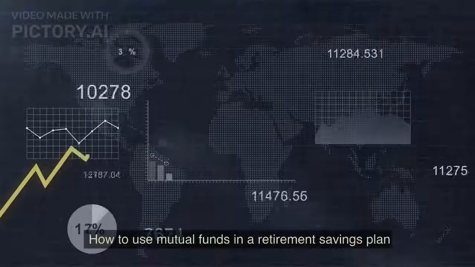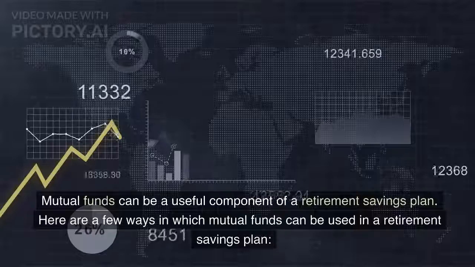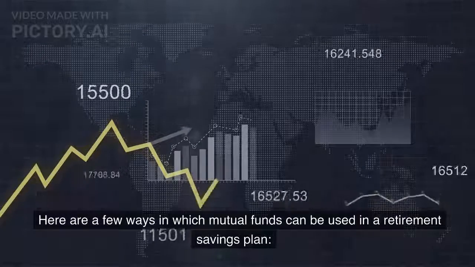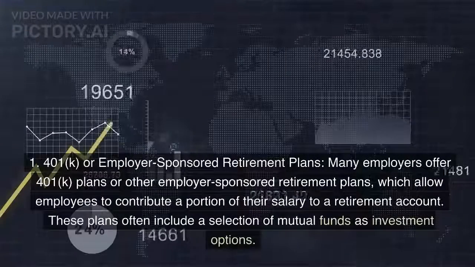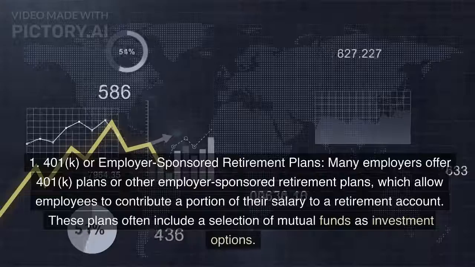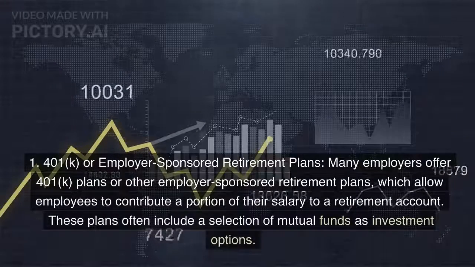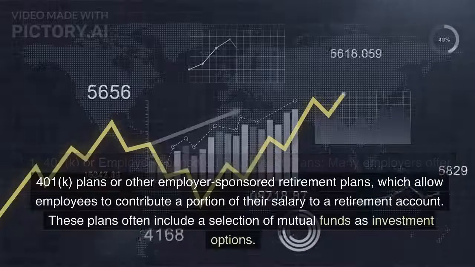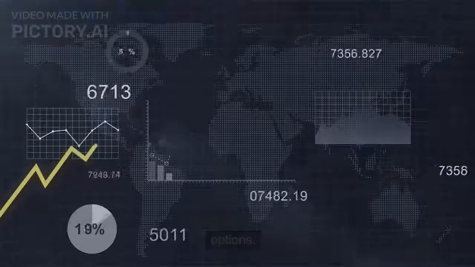How to use mutual funds in a retirement savings plan. Mutual funds can be a useful component of a retirement savings plan. Here are a few ways in which mutual funds can be used in a retirement savings plan. 1. 401k or employer-sponsored retirement plans. Many employers offer 401k plans or other employer-sponsored retirement plans, which allow employees to contribute a portion of their salary to a retirement account. These plans often include a selection of mutual funds as investment options.